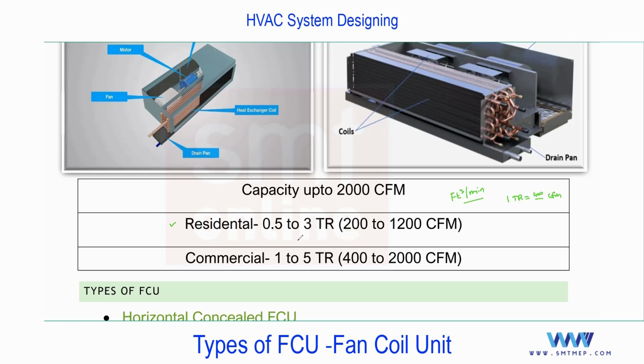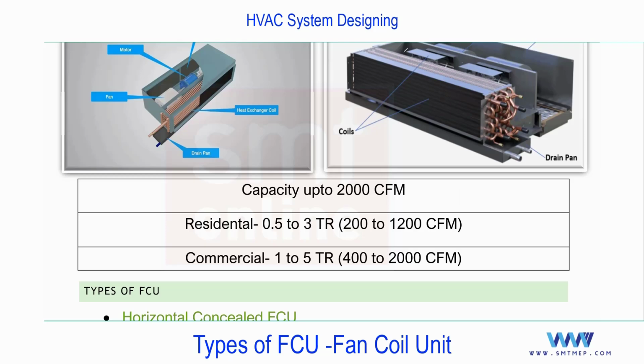It can be a ton or kilowatt or HP, but the indoor units generally we are considering in terms of CFM. Next, if you talk about commercial, 1 to 5 TR, nothing but up to 2000 CFM. So remember, FCUs are available up to 2000 CFM. Start with the 200, very small unit.